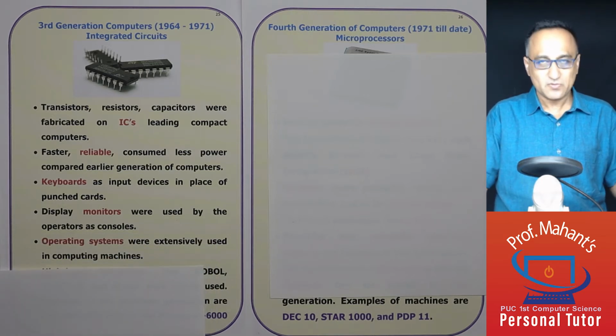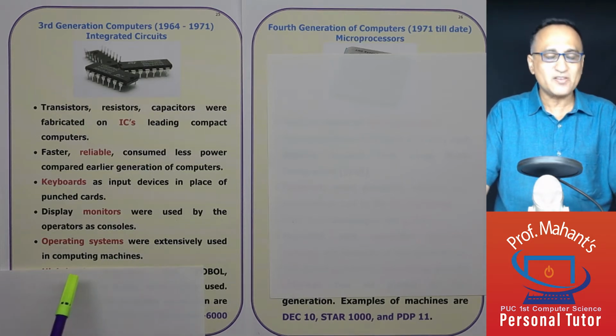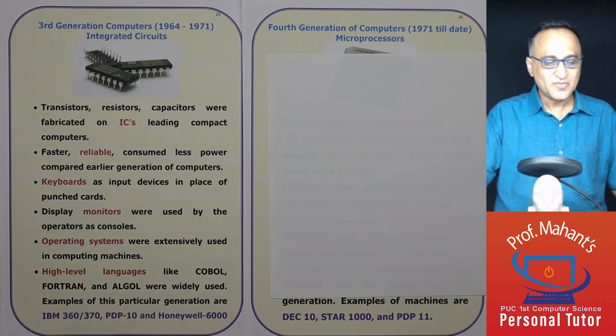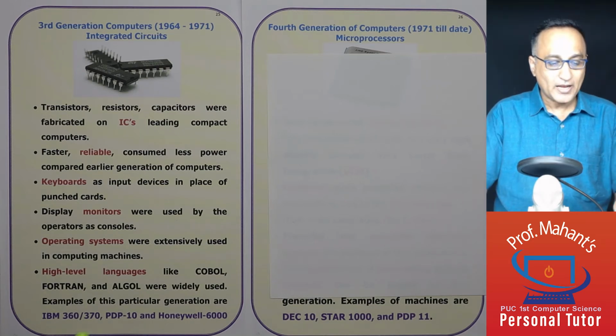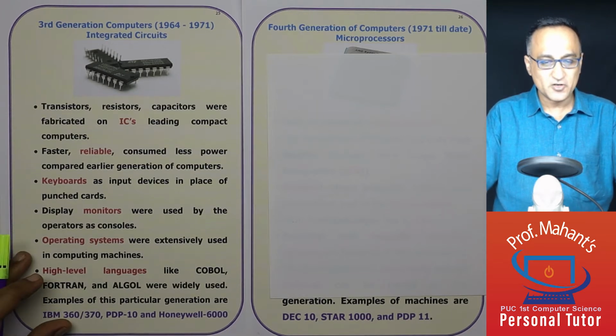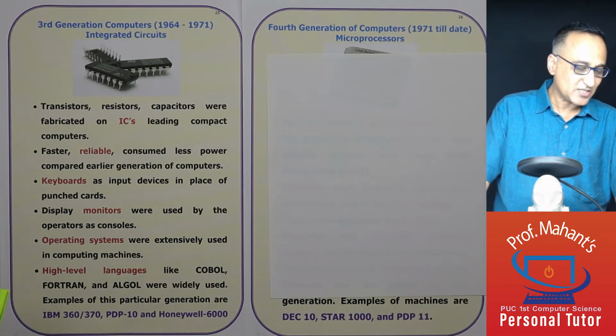Operating systems, again, will be discussed in the fourth chapter, but just know that an operating system is software. You can think of an operating system through an example like Windows, which I've been using. Operating systems were extensively used to provide services to the user. So operating systems made a big entry during this particular generation. Now, high level languages like Fortran, COBOL, Algol, all gained wider usage and acceptance in this generation. Examples of machines of this generation were IBM 360/70, PDP-10, and Honeywell 6000.